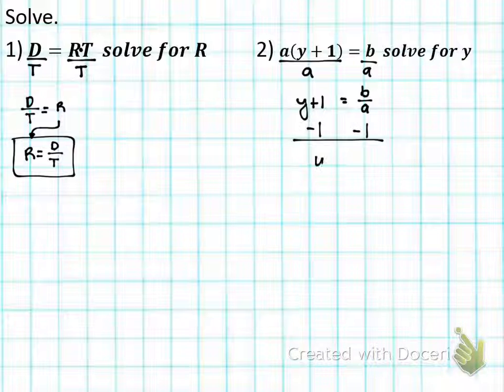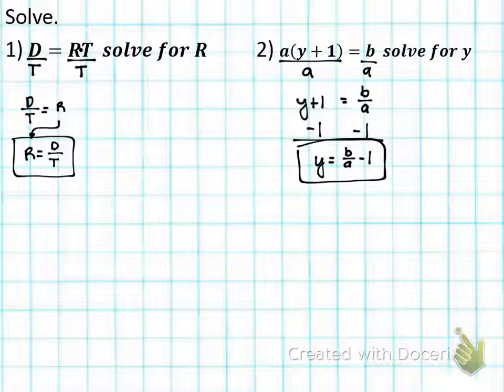Minus 1. So we got y is equal to b over a, all minus 1. And that's your answer, okay? So I'm going to box it. That's how you do numbers 1 and 2. I don't know what formula this is. This is just a random formula, but that's how you would manipulate the letters.